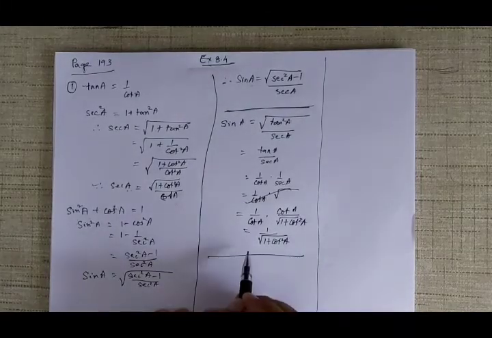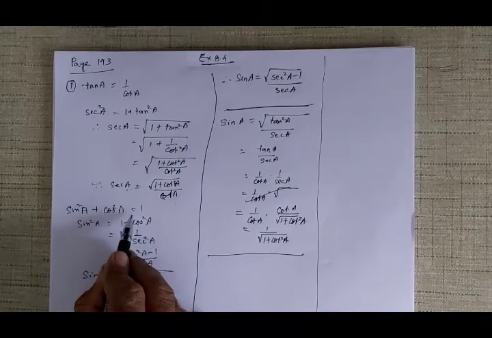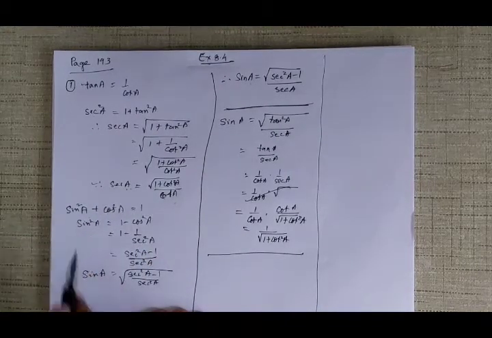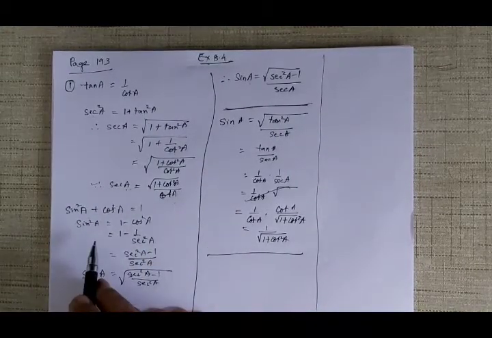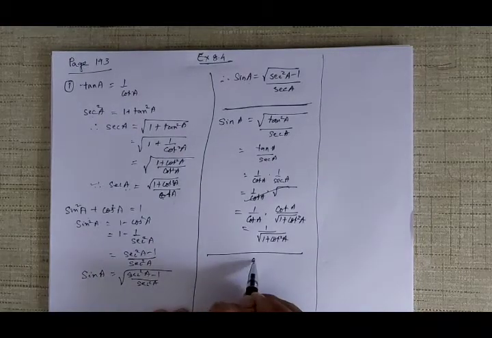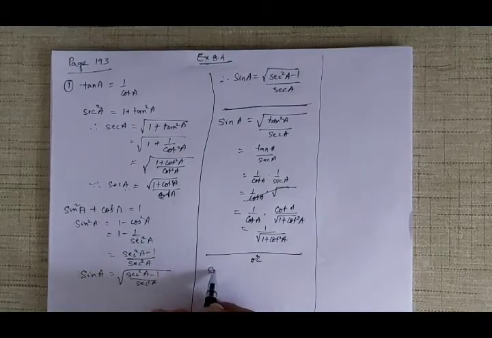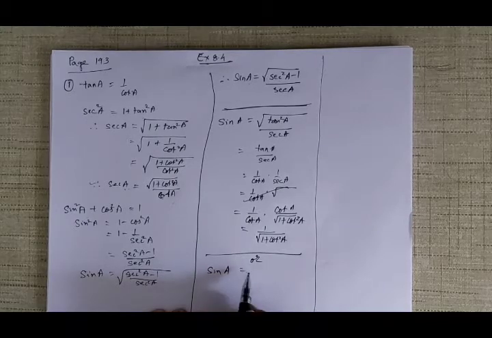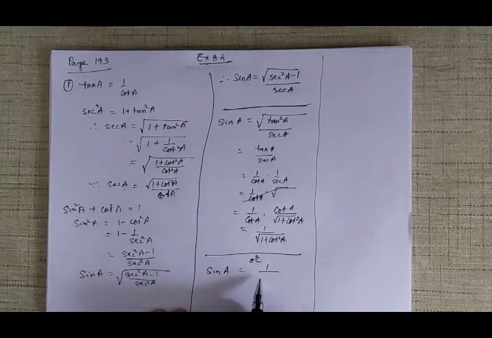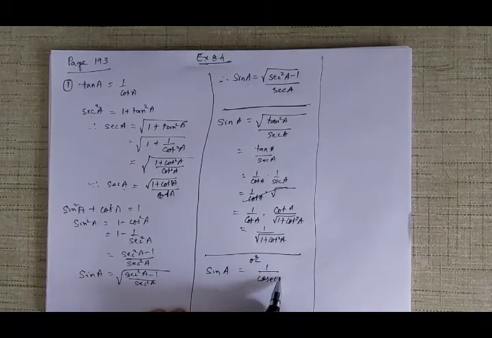You can also use sine a, for example, this whole thing can be done in a different way. Now here, for example, sine square a plus cos square a is equal to 1. I have started with that. Or I can start with sine is the reciprocal of cosec. So sine a is equal to, sine is the reciprocal of cosec, so I put cosec here.